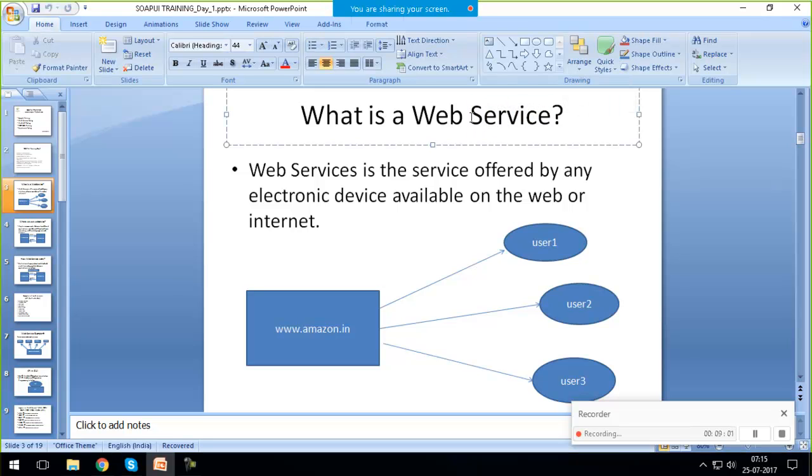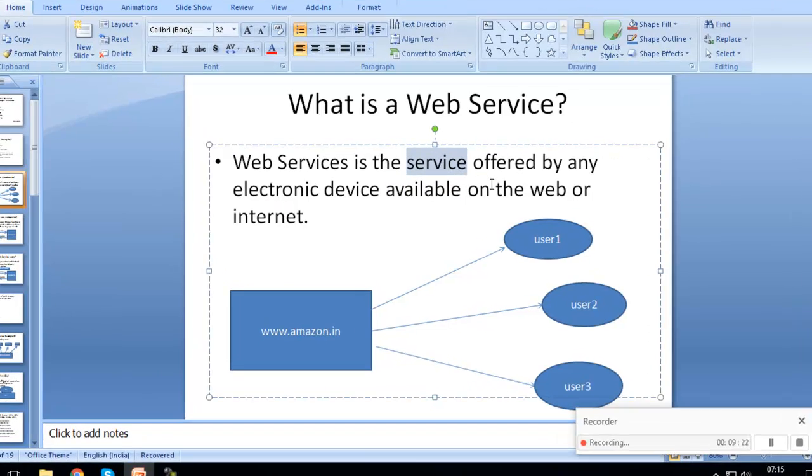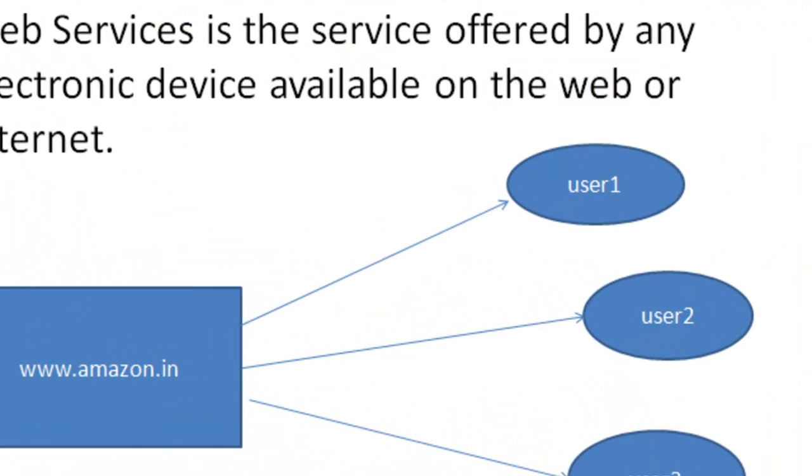See, what is a service? A service is any kind of help which I'm getting from the web. Web means from the internet. If I say a web service is the service offered by any electronic device, what do I mean by electronic device? It can be your laptop, your mobile, or your PC. This is the only condition. A service offered on the web is my web service.